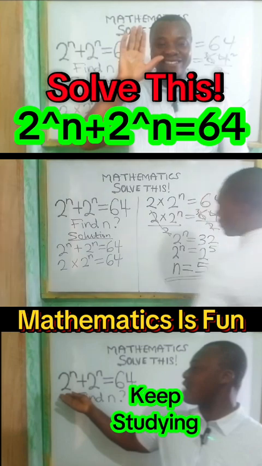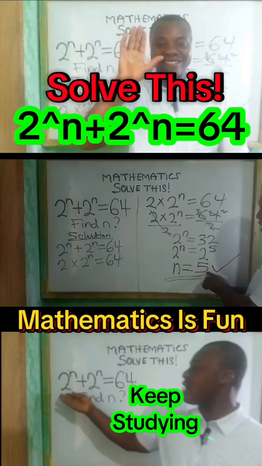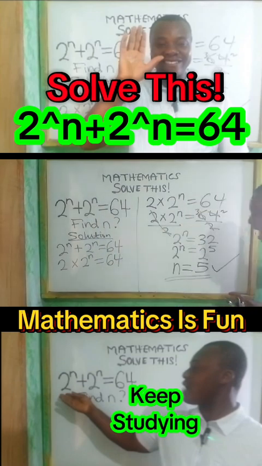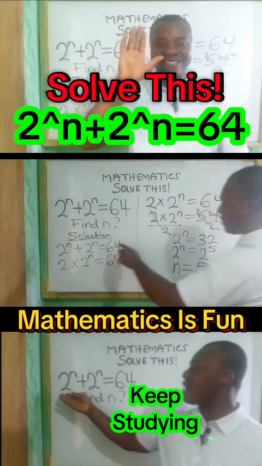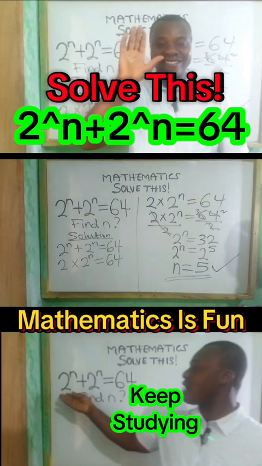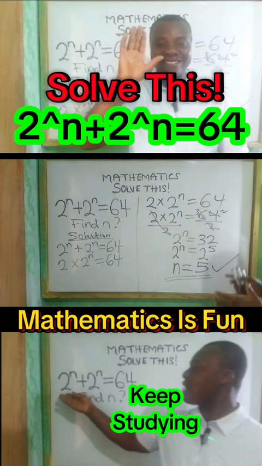So when we bring this final answer 5 to where the two n's are, we are going to have 2 raised to the power 5 plus 2 raised to the power 5. When you use your calculator, being 32 plus 32, you have 64.